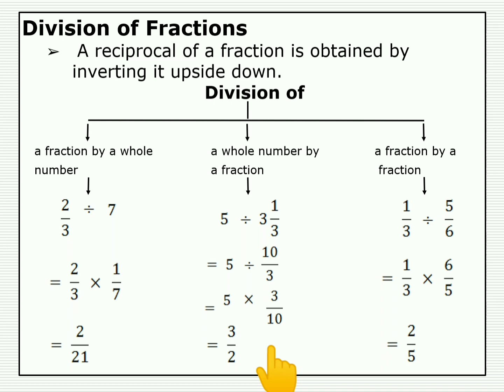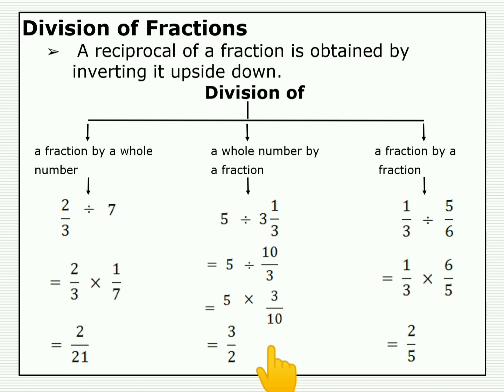Again this is a mixed fraction, so we need to convert it into an improper fraction. So 5 divided by 10 upon 3. Now 5 multiplied by 3 upon 10. Why 3 upon 10? Correct. It is the reciprocal of 10 upon 3. And the final answer is 3 upon 2. I hope children you are getting this.